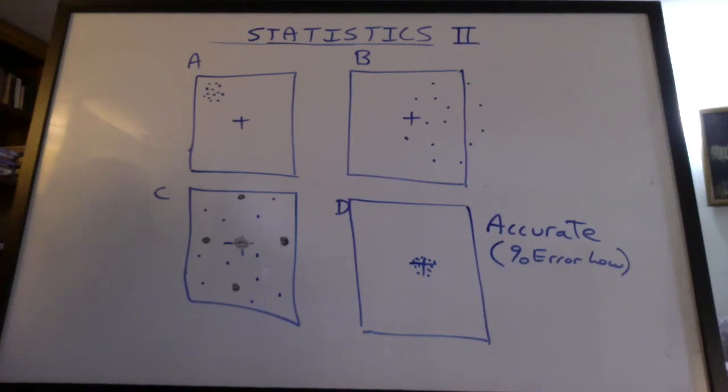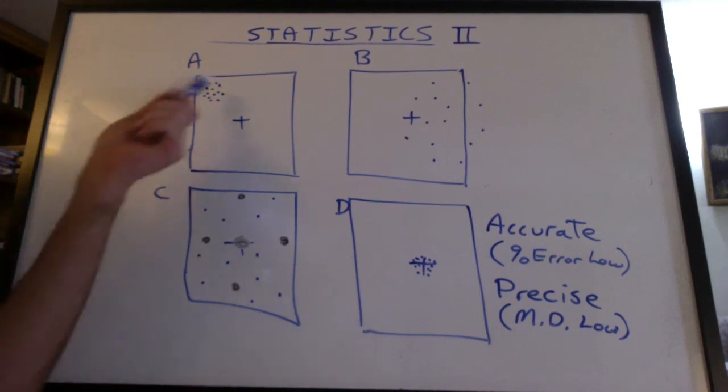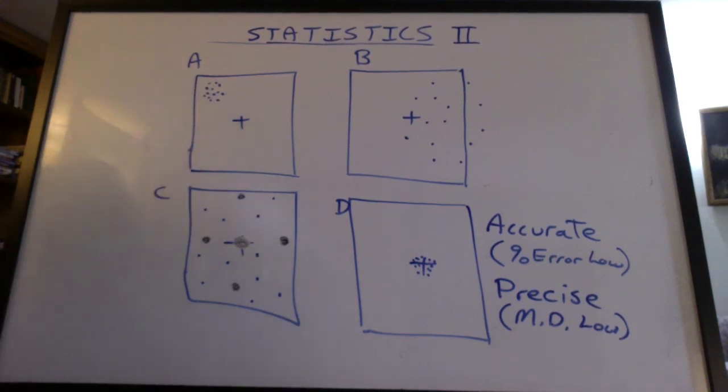So I think a lot of people would say that D is also precise. If the data is close together, we would say that it has a low mean deviation. So is there another target that has precision? Take a look. It would be A. All of these data points are very close together. A is precise, but is it anywhere near the bullseye? No. So it's not accurate.